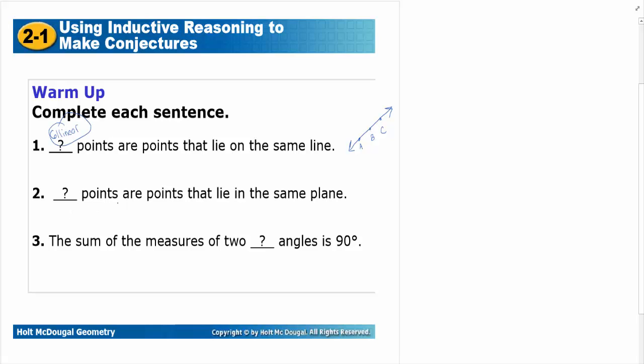Number 2: blank points are points that lie in the same plane. So here, if I had a plane and I took 3 points that lied in that plane, these points would be called coplanar. A couple things about coplanar, collinear points.